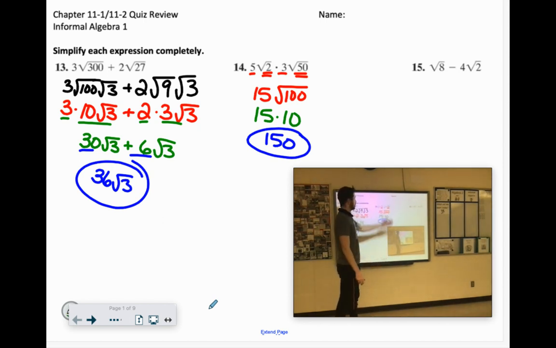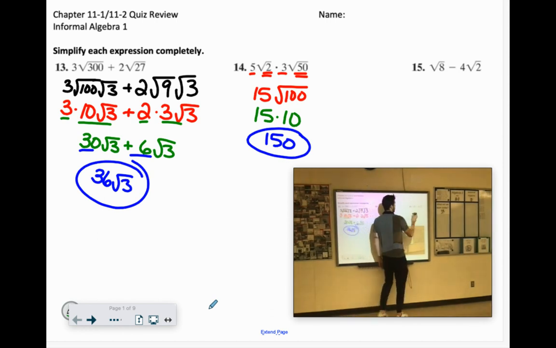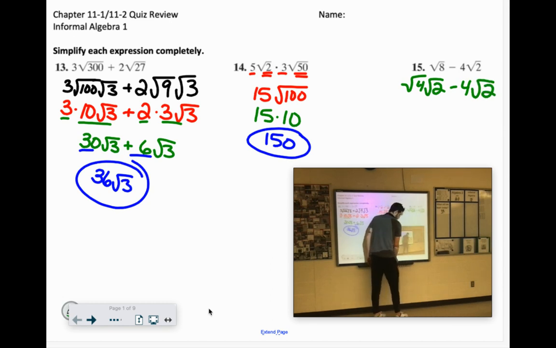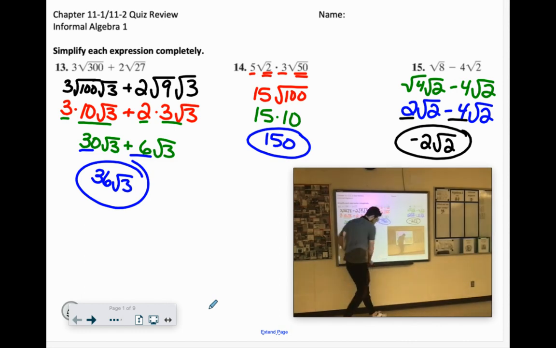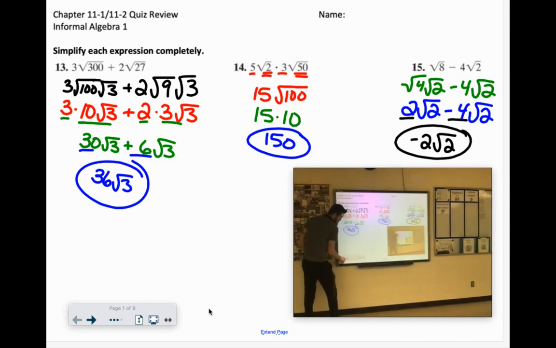All right, root 8 minus 4 root 2. I know that 8 is 4 times 2. Square root of 4 is 2. So we have 2 root 2 minus 4 root 2. They're both root 2's, so we just do the front. 2 minus 4 is negative 2. And then we have our root 2. Great. Pause whenever you need to.